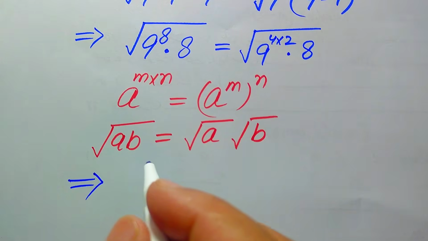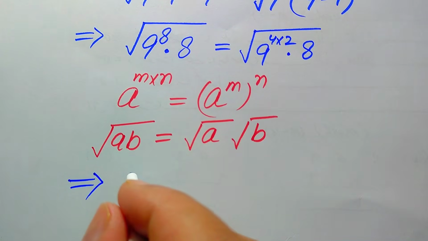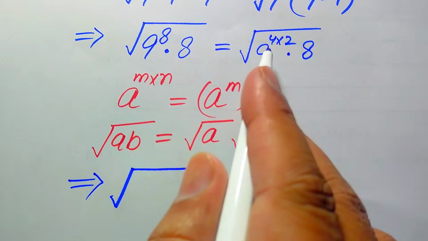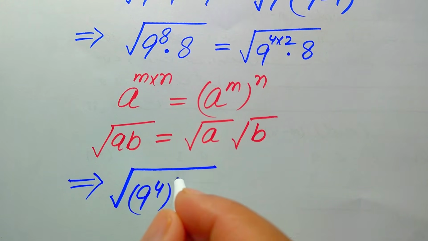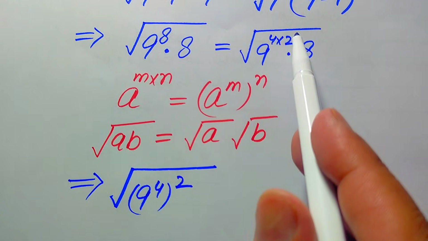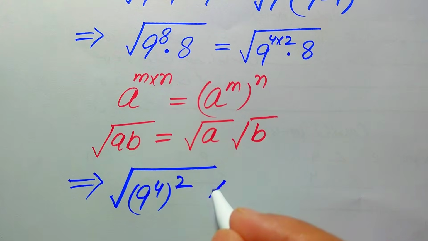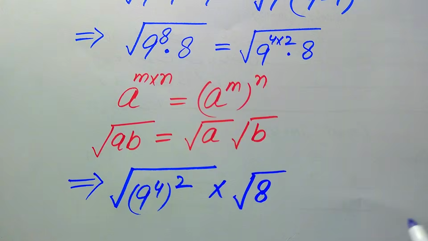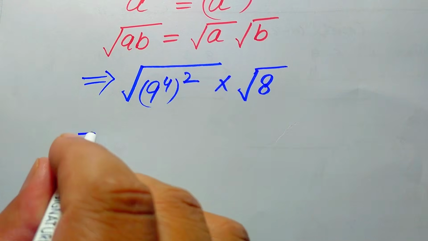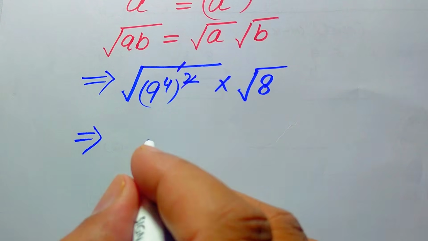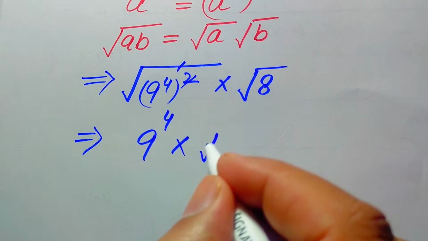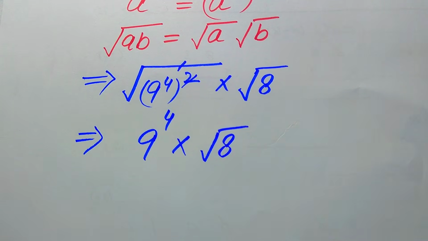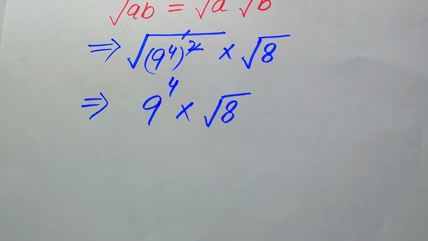This implies that we first rewrite this expression as the square root of 9 to the power of 4 times 2, which becomes 9 to the power of 4 and its whole square, and we break the square root sign onto both of these values, the square root of 8. Now you see that this 2 and this square root are gone, and we get 9 to the power of 4 multiplied by the square root of 8. Our next target is to find the value of 9 to the power of 4.